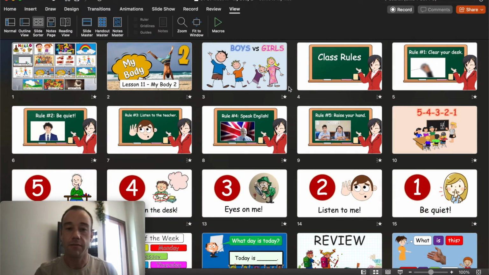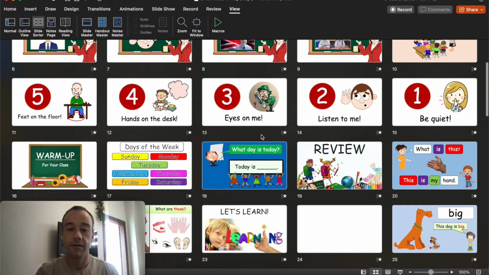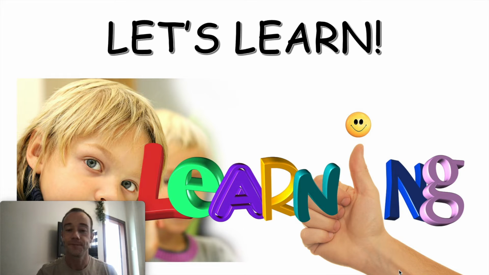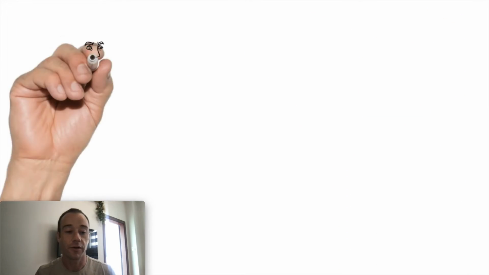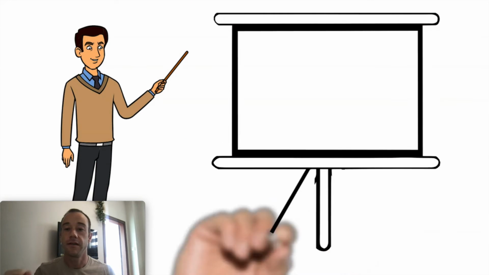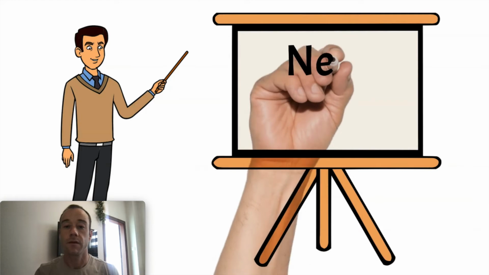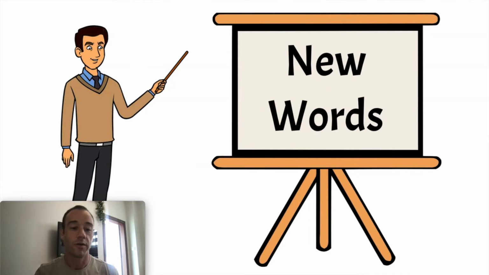Okay, let's have a look at My Body 2. Again, we have the rules, a countdown, and then we go into a review of the previous lesson and then into the new words. Okay, so let's learn. Let's check out new words here. Of course, we have to have a little video intro. Get the kids ready. Thank you, Teacher Val. Okay, and then go into the new words.